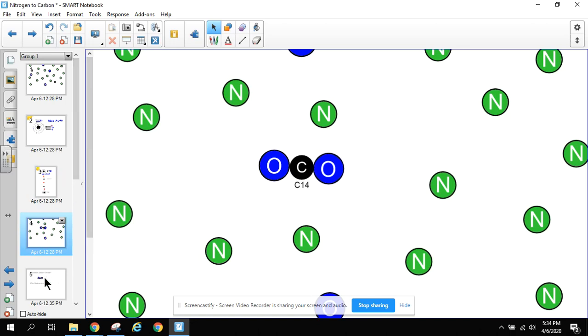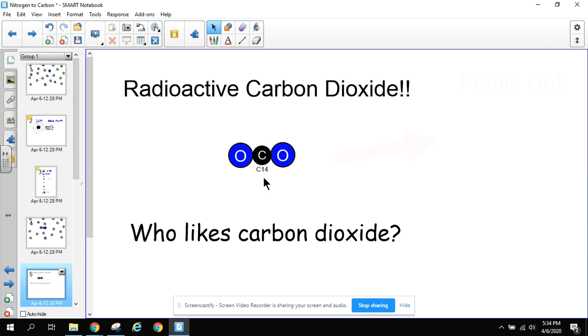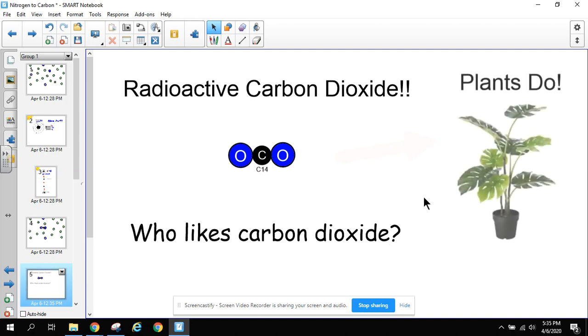So that leads us to this: radioactive carbon dioxide. And who likes carbon dioxide? Do you remember? That's right. Plants do. And this plant will take in that radioactive carbon dioxide and turn it into radioactive sugar. That's a process I think you learned about several months ago. Photosynthesis. Remember photosynthesis? So now that radioactive carbon 14 is being used in the plant to make sugar.